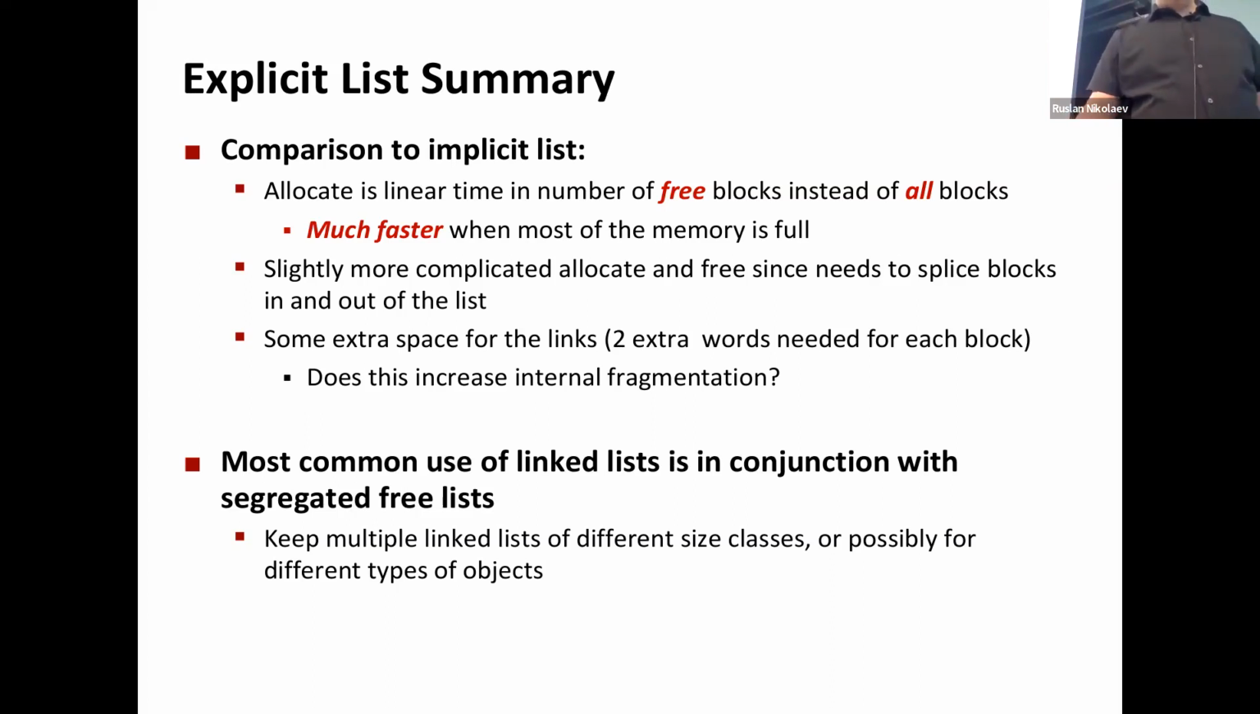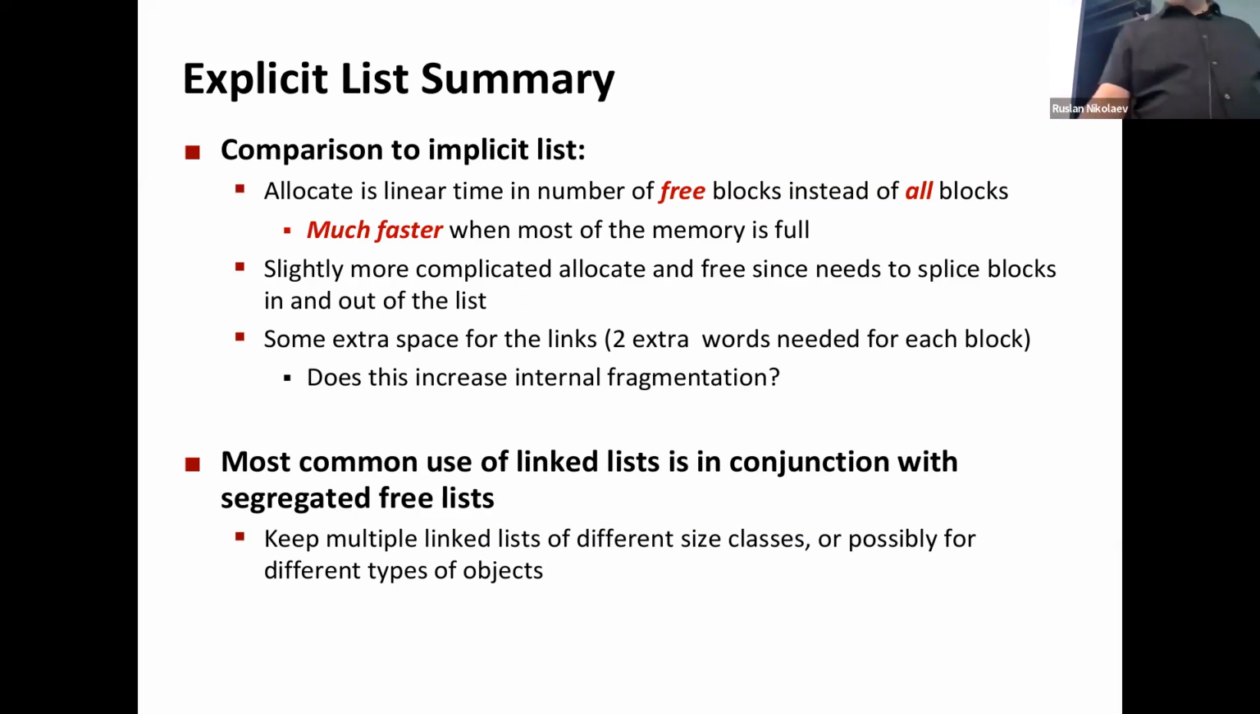Okay, so how do we compare explicit list to implicit list? Allocate is linear time in terms of free blocks instead of all blocks. That's important, right? So now we don't need to scan all blocks. As your heap becomes more and more filled up, there is no point in looking at allocated blocks. So you want to just look at the free blocks. So it's going to be much faster when most memory is full. And when memory is not full, perhaps you're going to be finding free blocks faster anyway, right?